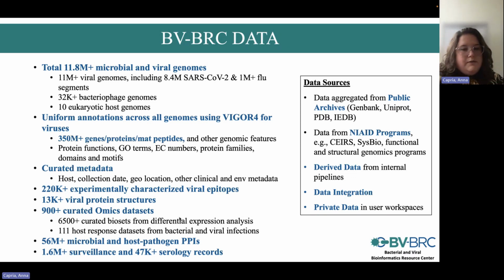And then the curated metadata, which we've touched on, and epitope, protein structure, omic data, microbial and host pathogen data, surveillance, and serological records. All of this data is aggregated from public archives like GenBank, UniProt, PDB, and from programs that we participate in from NIAID, like the SEERS and SysBio functional and structural genomic programs. We derive data from internal pipelines and do some data integration, and you can also bring as much or as little private data into your workspace. So if you're running sequencing projects and you have a bunch of genomic data that you'd like to analyze within the BV-BRC, you're more than welcome to upload that into your private workspace, and that stays private to you.